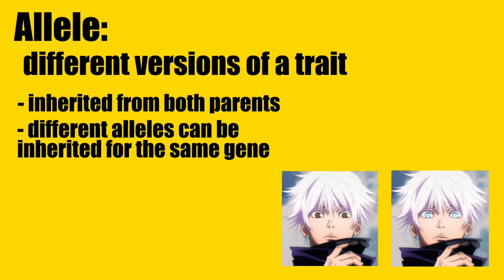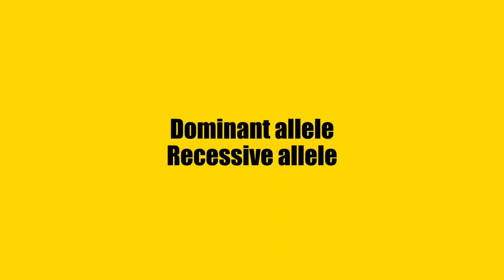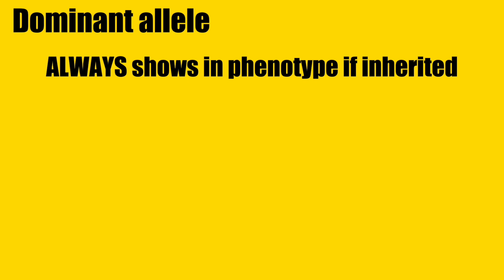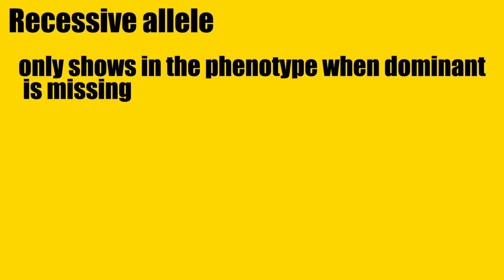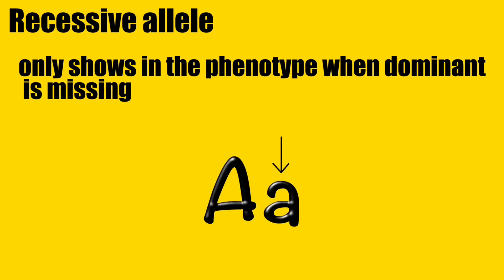There are two types of alleles, dominant alleles and recessive alleles. Dominant alleles always show up in the phenotype if inherited, and it is represented by an uppercase letter. A recessive allele only shows in the phenotype when the dominant allele has not been inherited, and is represented by a lowercase letter.